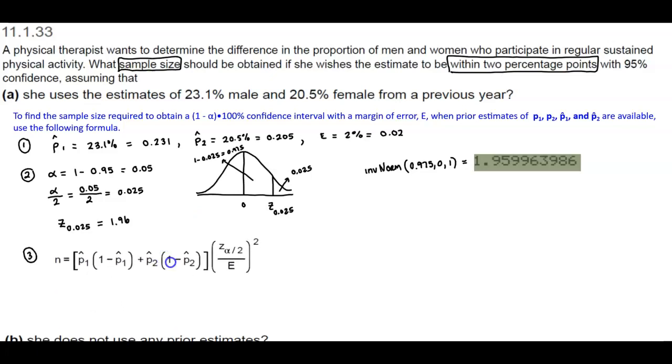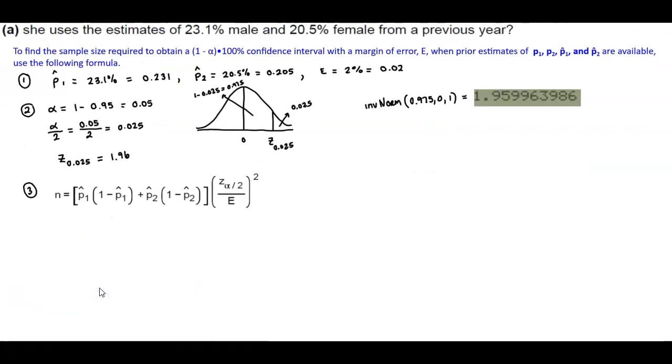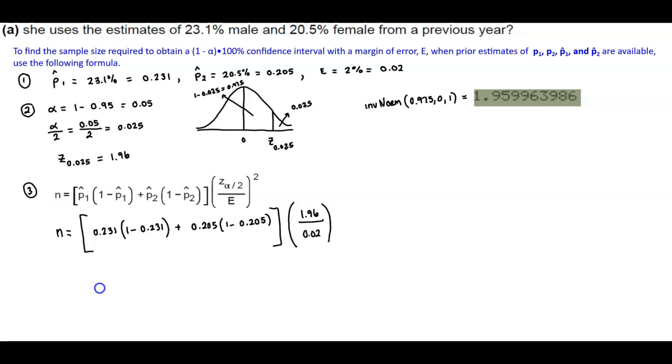Now we can find the sample size. We plug in everything that we have, because we have everything we need to solve. So n is equal to the bracket of point estimate 1, 0.231 times 1 minus 0.231, plus point estimate 2, 0.205 times 1 minus 0.205. Then we multiply it by the critical value, 1.96, divided by the margin of error, 0.02, and we square it.